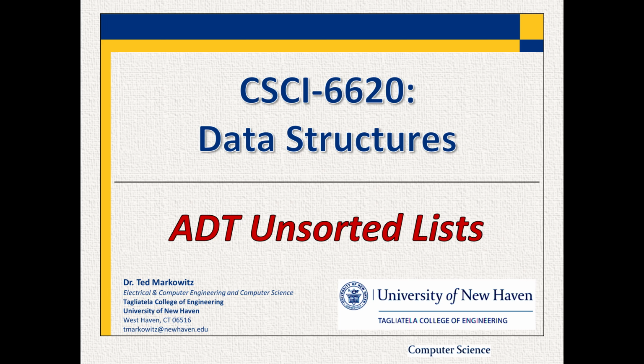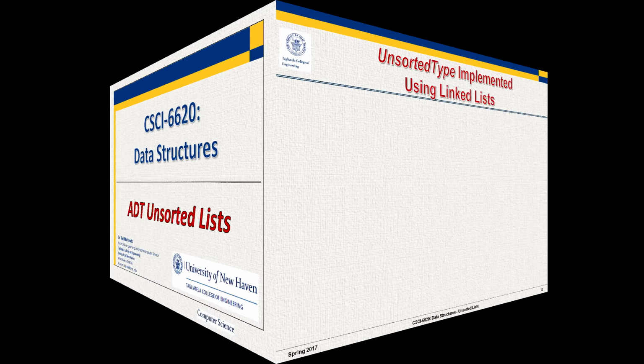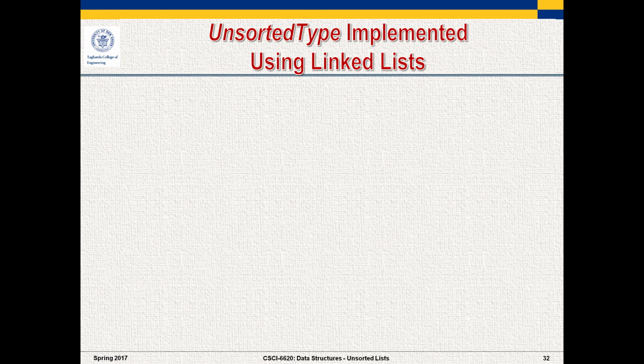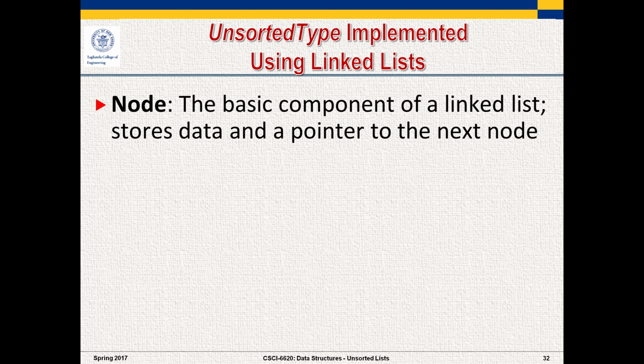Okay, let's pick up from where we left off and conclude our discussion of the abstract data type unsorted lists, or unsorted type as it's implemented in our C++ code. Essentially we had just completed looking at the implementation that uses arrays as the underlying storage mechanism. So now we're going to look at the alternative for unsorted type, which is using linked lists.